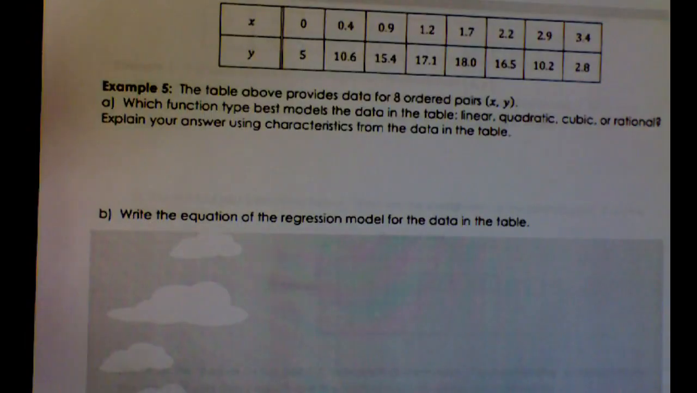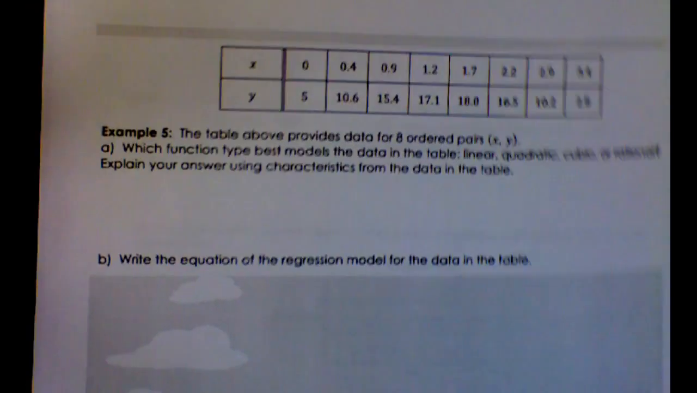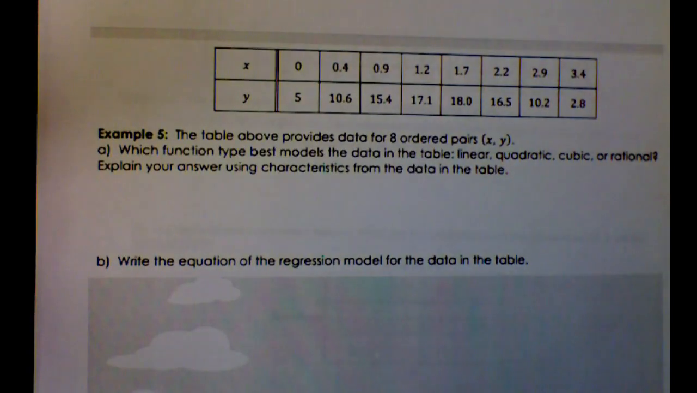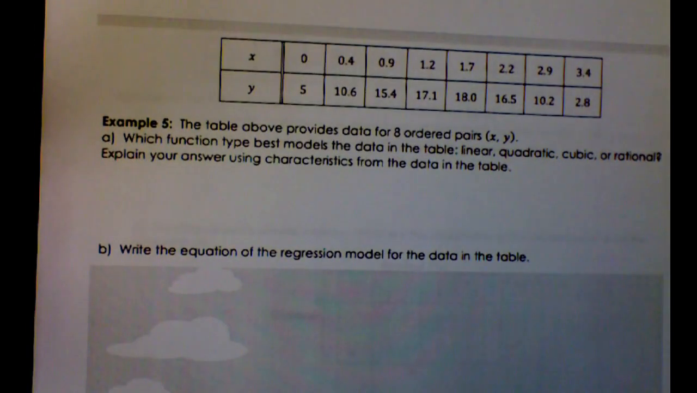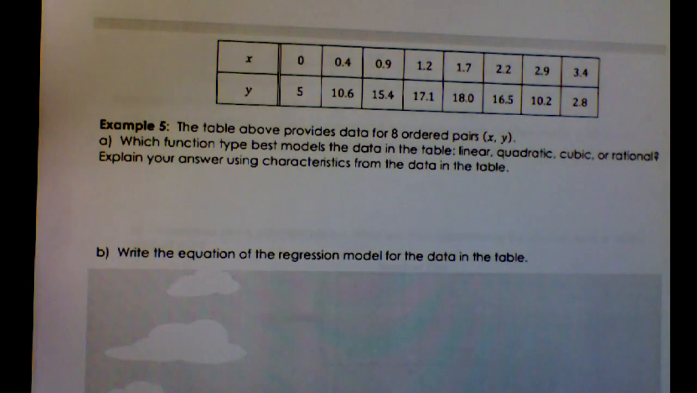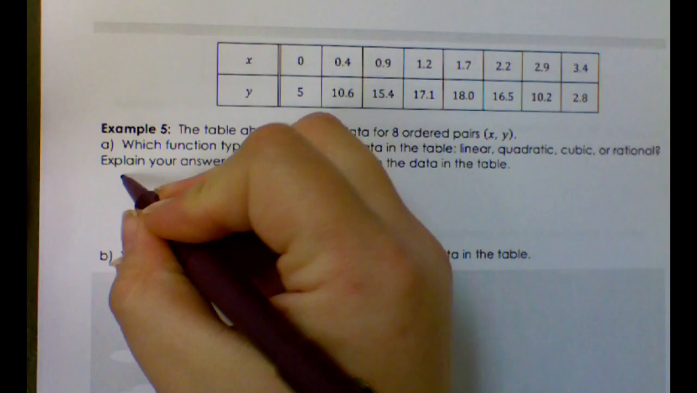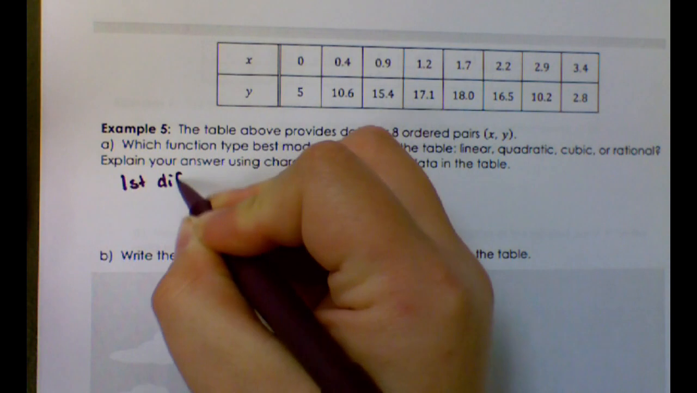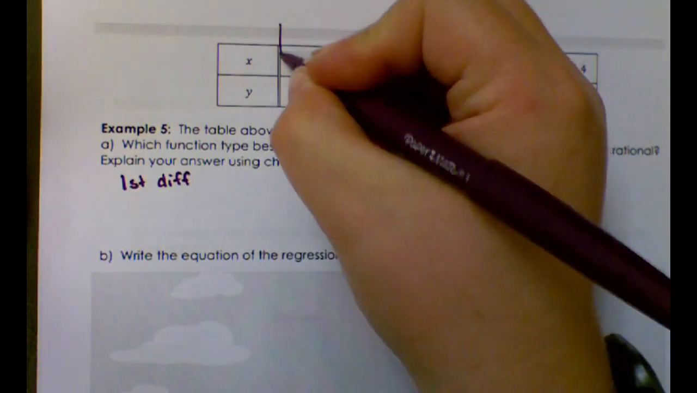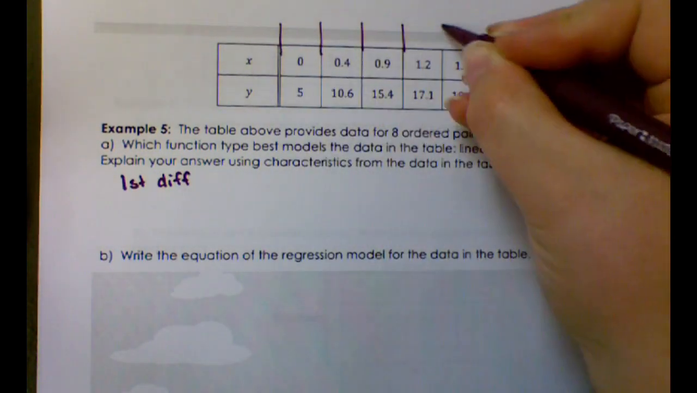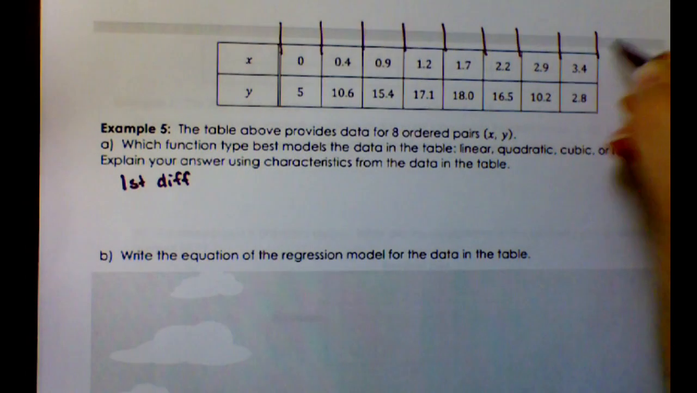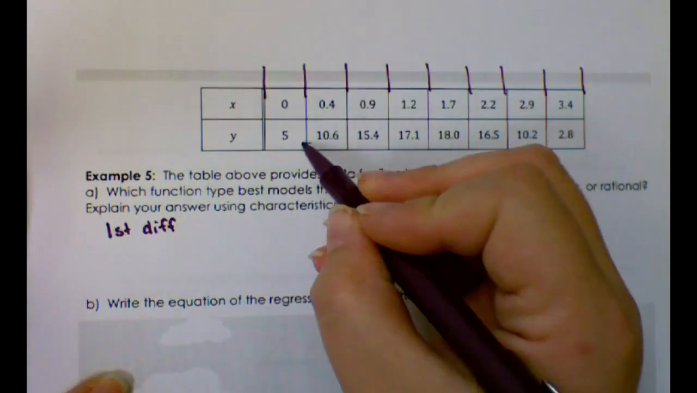So here we have a table that has data for 8 ordered pairs. We have to decide what function type would best model the data: linear, quadratic, cubic, or rational. And we can choose that using characteristics of the data in the table. And then we'll write our regression model. So one characteristic to look at is called the differences. So if I look at the first differences, I take my table and I'll extend it up here. You probably want to extend it down, but I look for the difference between these two.